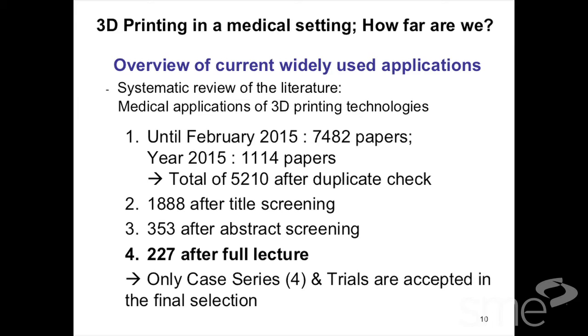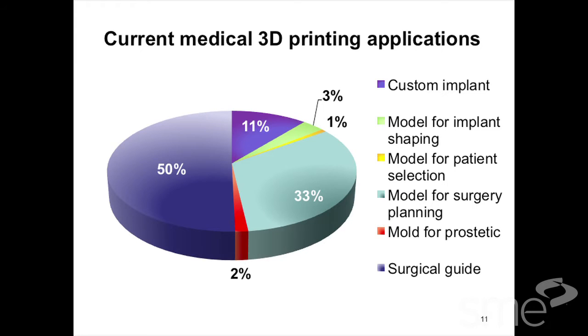We wanted to have an incorporation of the practices that are already pretty well integrated, and not all the case studies that are really plenty. So we only took the case series of four, and trials into consideration. After a duplicate check, we came out with above 5,000 papers. We screened them on title, we screened them on abstract, and after full reading, we only had 227 papers left.